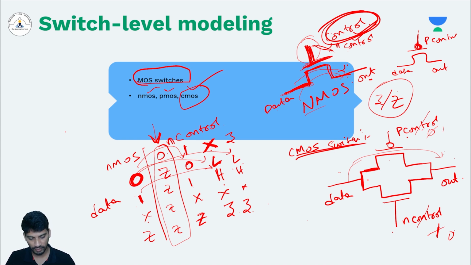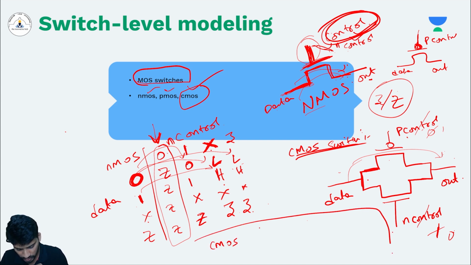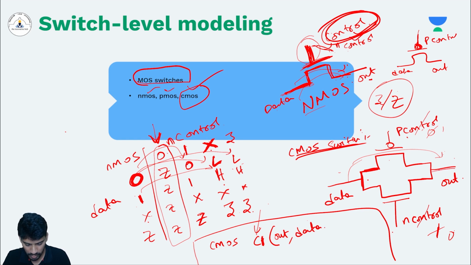So what is the syntax for CMOS? To call the CMOS, you write CMOS. So I'm writing the syntax here. CMOS, you can give either a name or not. It is an optional thing. It depends on you. I'm giving the name C1. Then first you have to write the output terminal, then input terminal, then N control, then P control.